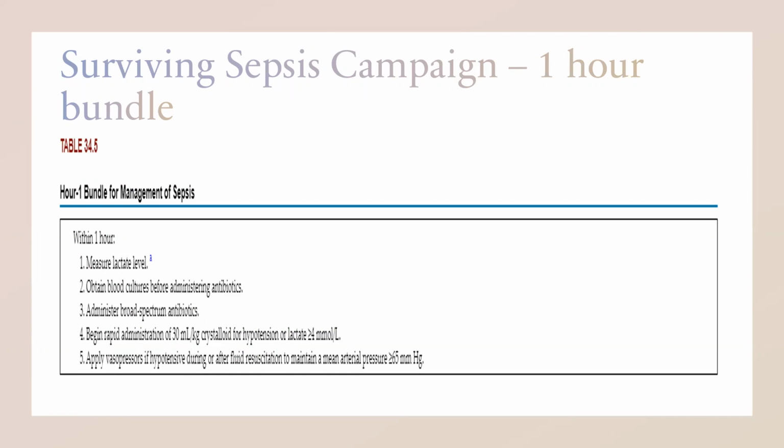Always obtain cultures before antibiotic administration. You guys saw that in the case study. And then administer broad spectrum antibiotics. They have specific antibiotics that are broad spectrum because they don't know what they're covering yet. And then fluids, right? For a lactate level greater than 4. And vasopressors if necessary, right? To keep that mean arterial pressure greater than 65 to perfuse the vital organs.